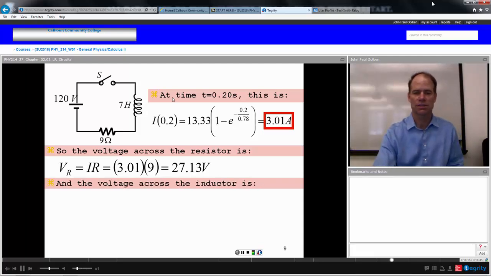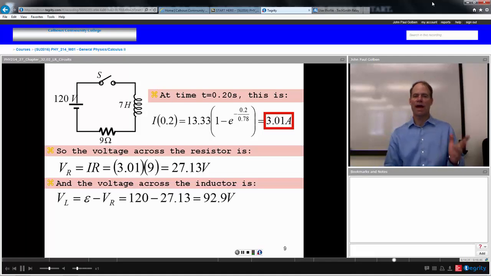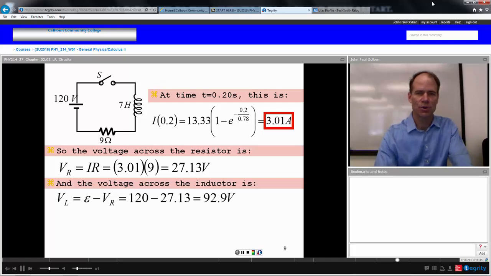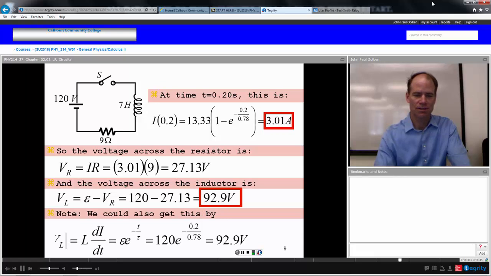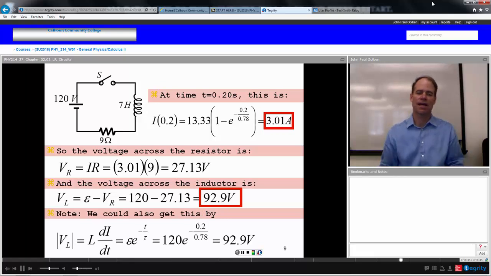27.13 volts. And the voltage across the inductor would be the voltage of the battery minus the voltage across the resistor, like we were just talking about. 120 minus 27.13, 92.9 volts. Or we could have used the formula, which is L di dt, or the voltage e to the negative t over tau. 120 volts, e to the negative 0.2 over 0.78. I do that calculation in my head, 92.9 volts. The same. Either way you do it, you get the same result.